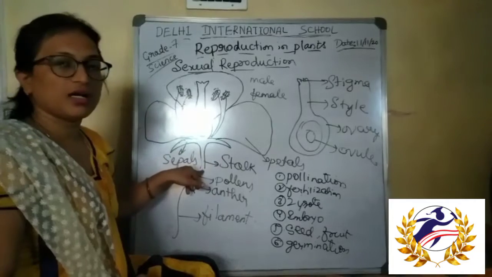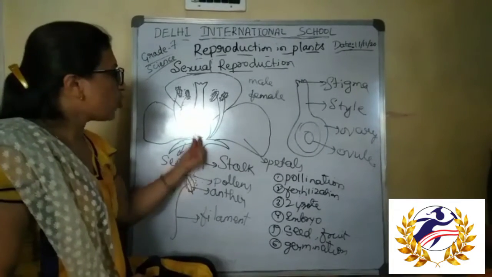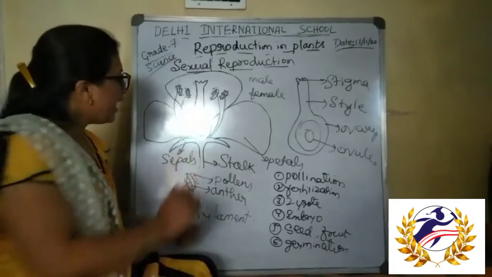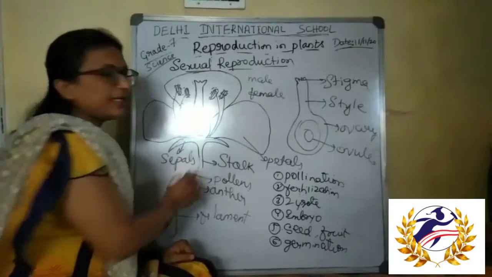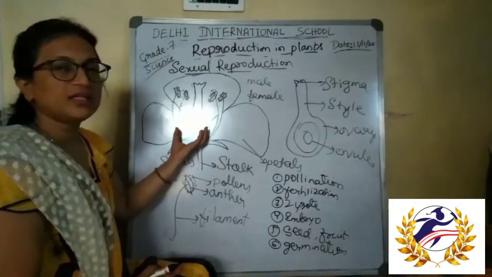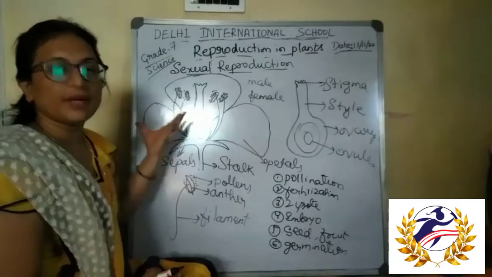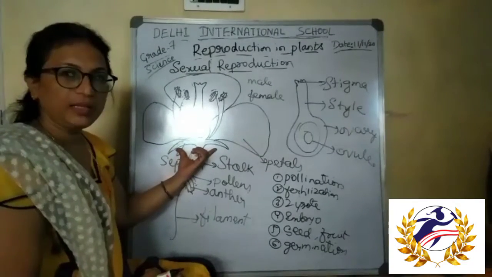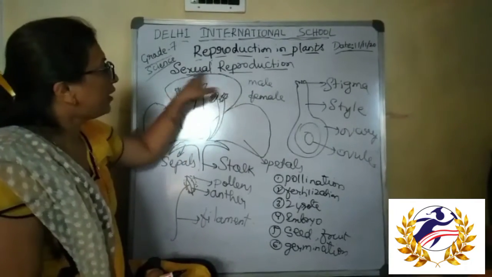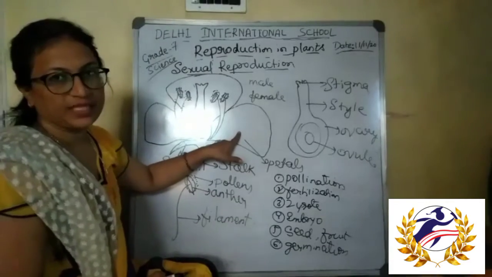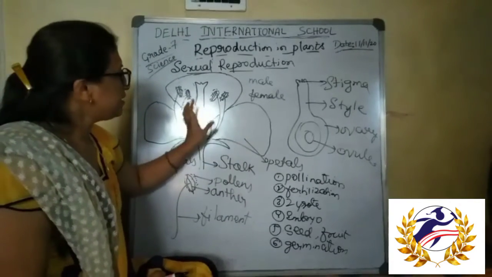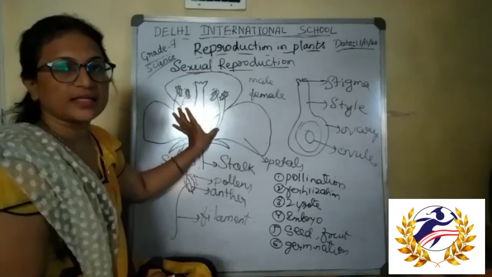This is the stalk, which holds the whole flower. These are the sepals, the green colored portion which protects the ovary in the bud stage. And this colorful part is called the petal. Inside that, the reproductive parts are there.